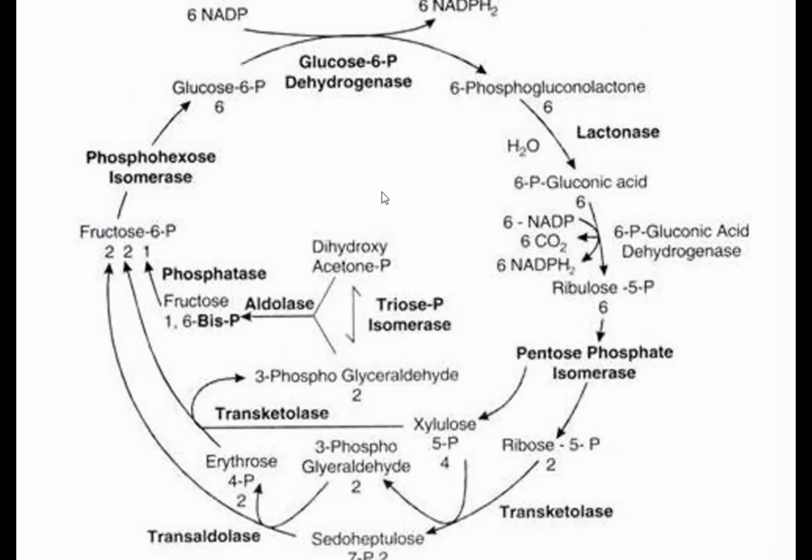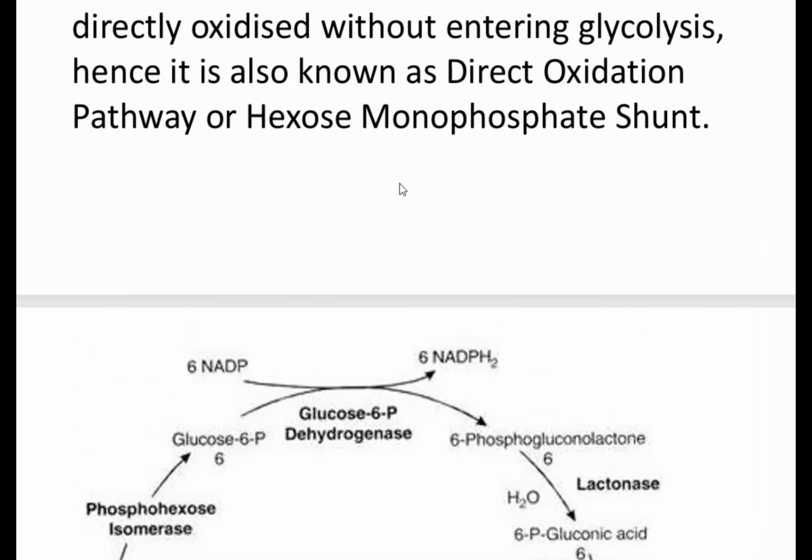So in this way the pentose phosphate pathway continues while glycolysis is hampered, or if there is any defect during the process of glycolysis, then this pathway continues, and so in this way the Hexose Monophosphate Shunt pathway continues.